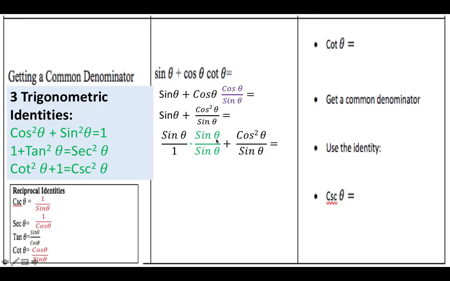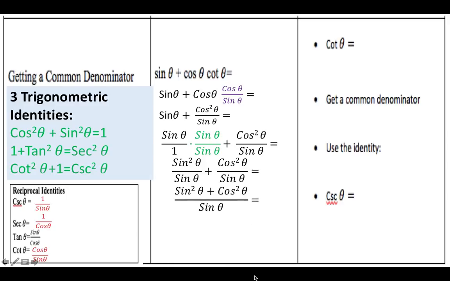Sine times sine will give me sine squared. The bottom is 1 times sine. That's just going to give me sine. Good. Now that I have a common denominator, I'm going to go ahead and add up the numerators. Sine squared plus cosine squared all over sine theta. Luckily, this right here is a nice identity because we know that sine squared plus cosine squared, if we look at my first identity right here, is equivalent to 1.